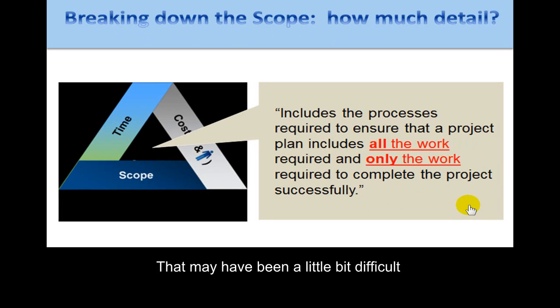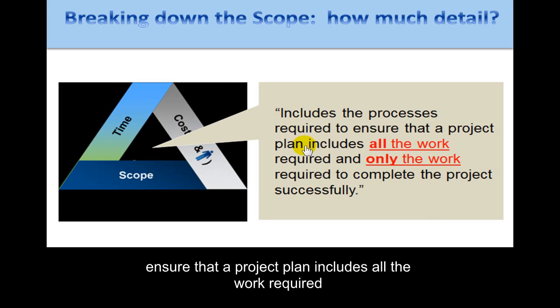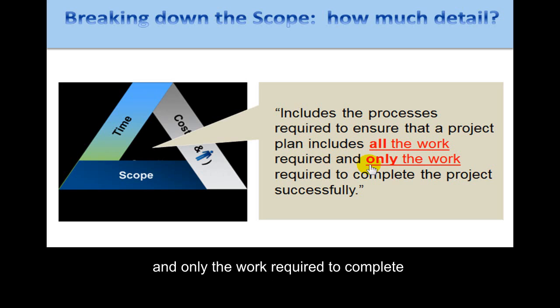That may have been a little bit difficult out of context, but here's the answer. It's all and only. So I'll read the statement as it's complete. Scope includes the processes required to ensure that a project plan includes all the work required and only the work required to complete the project successfully.